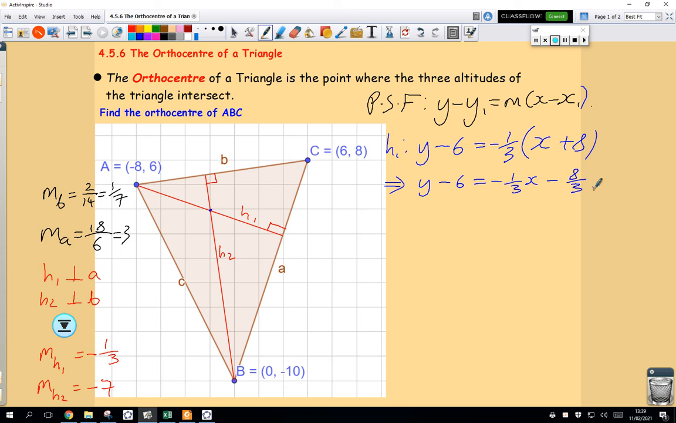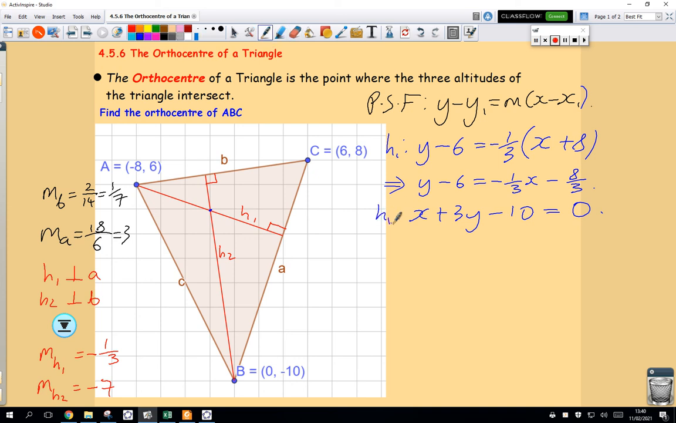Or maybe I'll put it into standard form. So I'm going to triple everything to get rid of the thirds. I'm going to add x on both sides. So I'm going to get x, tripling y will be 3y, tripling negative 6, negative 18, tripling negative 8, positive 8, and add 8 on both sides. I think I'm going to get negative 10. And that's equal to 0. So that is the equation of the first altitude.